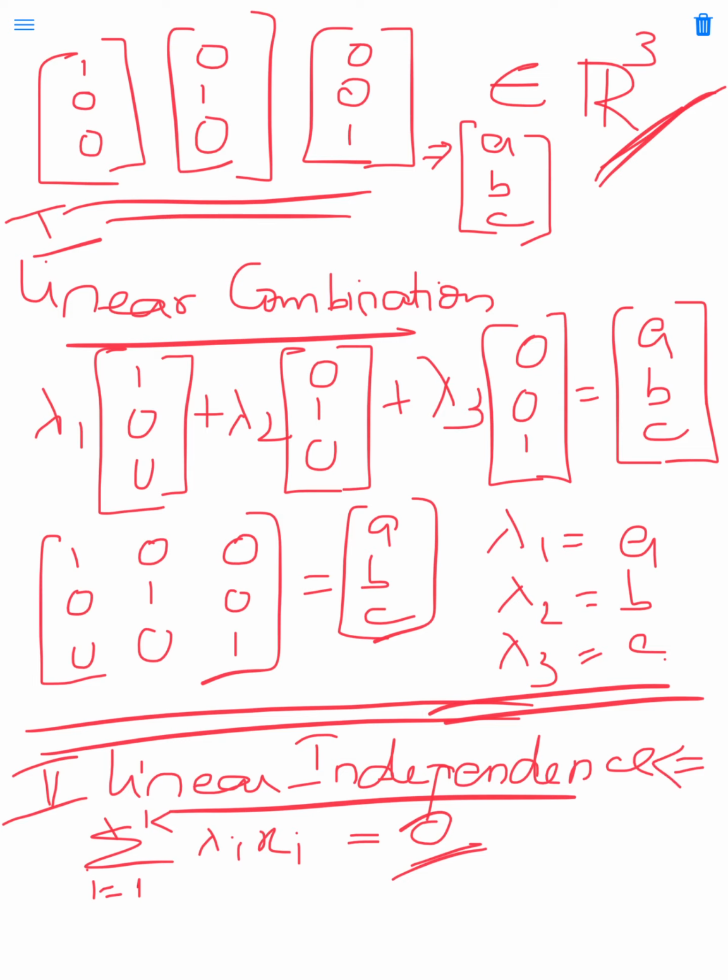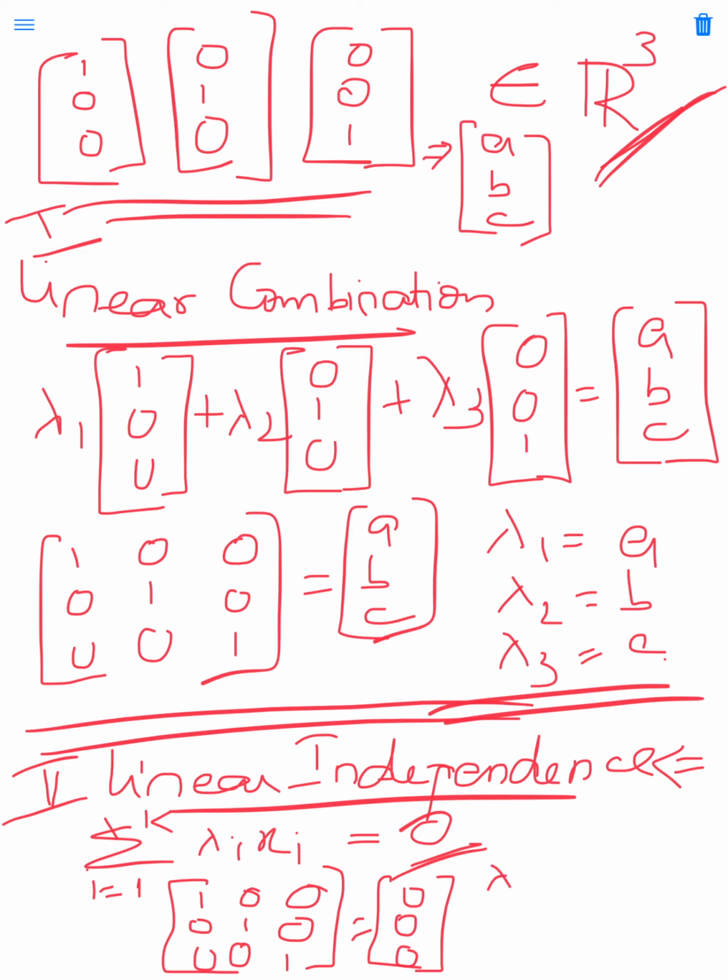So in this case, what happens? The matrix taken will be (1, 0, 0), (0, 1, 0), (0, 0, 1) equal to (0, 0, 0). So here lambda 1, lambda 2 and lambda 3 are equal to 0. So the linear independence case holds, and all the columns are pivot columns.